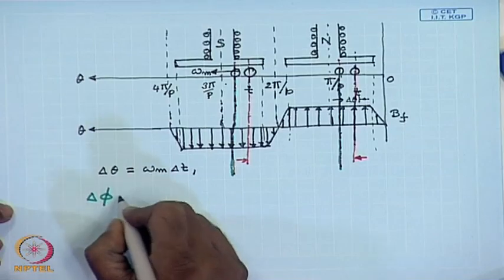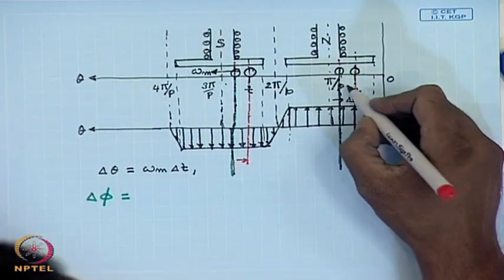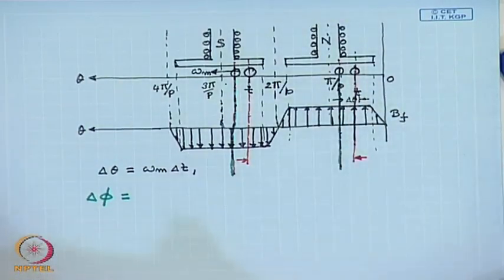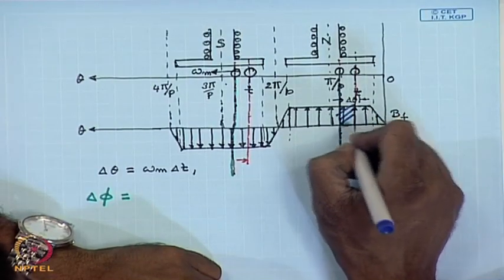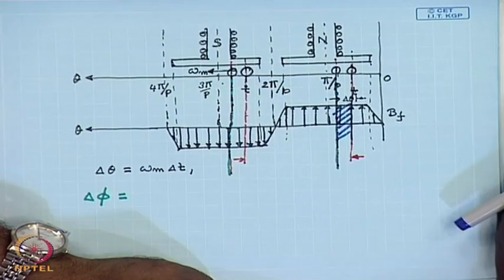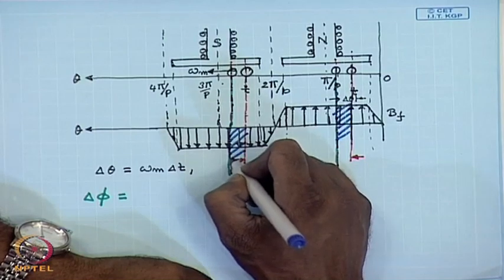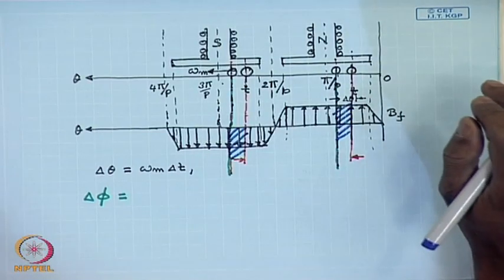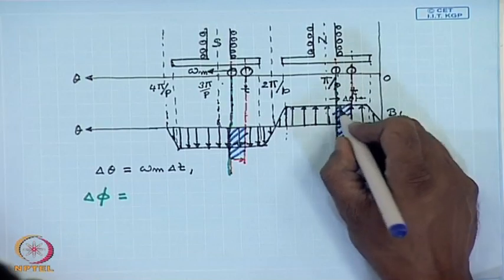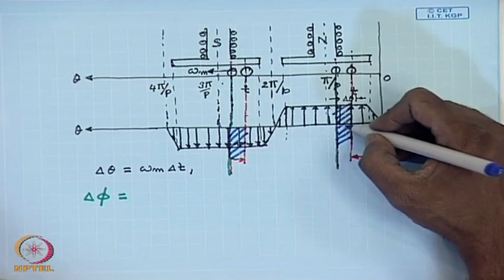The change in flux delta phi, if we try to find out, we see that the flux passing through this area, positive flux has gone out of the coil, as well as some amount of negative flux has been included, and from the symmetry of the flux density waveform they are equal. How much is the flux contained in this hatched portion? It can be found from the flux density waveform and the area.